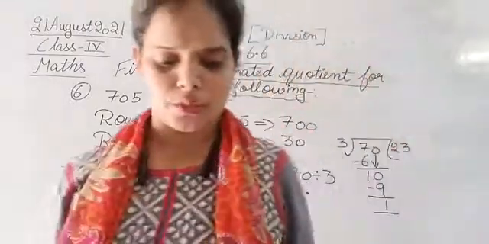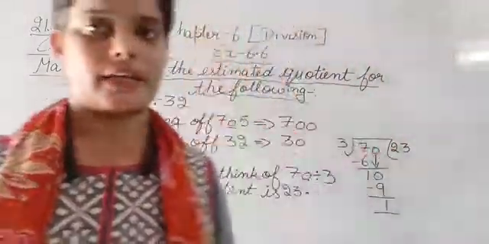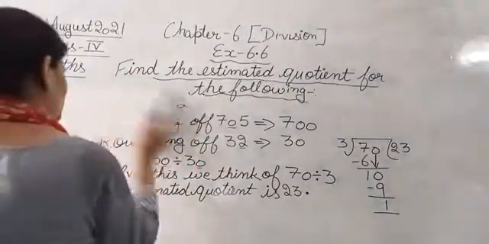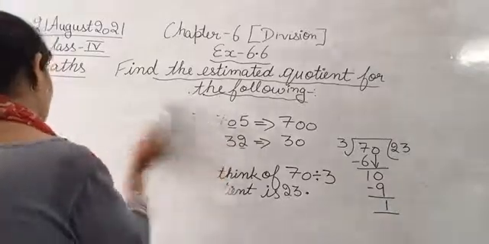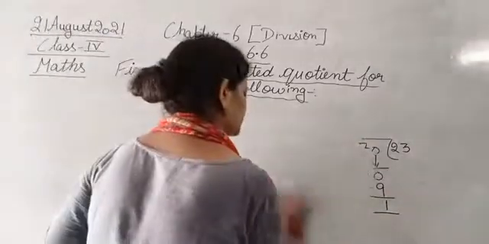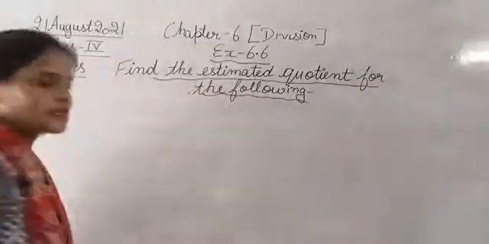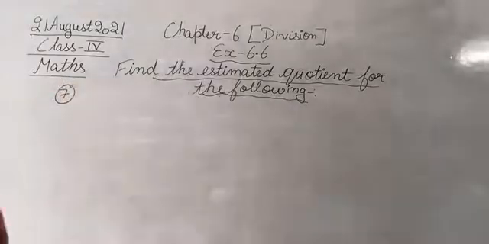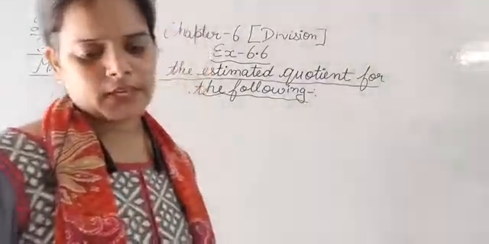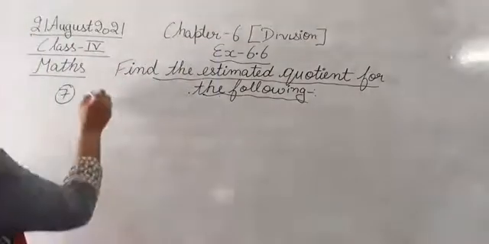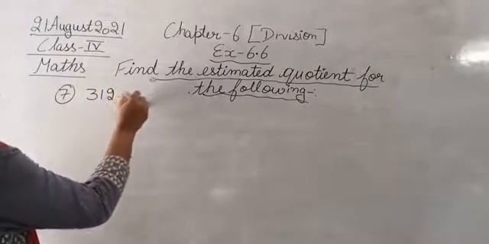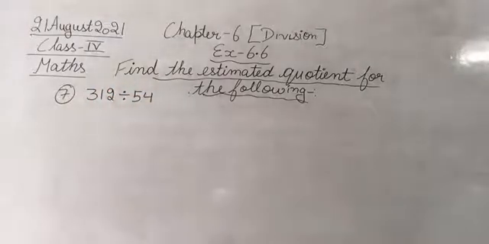Now we will move to the next question, that is question number 7. So let's do that. Okay, so now we are moving to the next question, question number 7. The question number 7 is 312 divided by 54. 312 divided by 54.